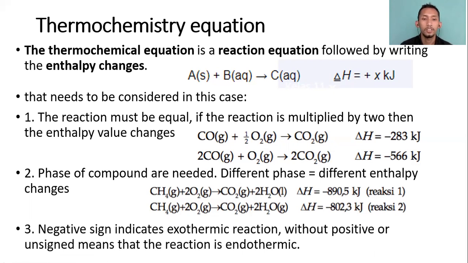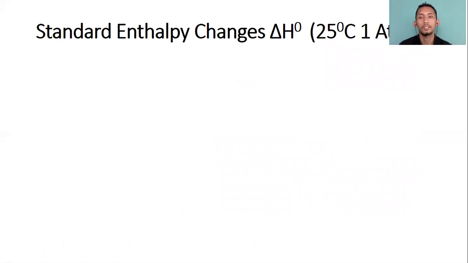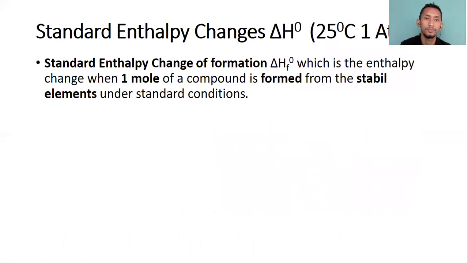And then number 3 is the sign of the enthalpy. Sometimes it is a negative sign, and sometimes a positive sign or without symbol. A negative sign means it is an exotherm reaction. Positive or without symbol means it is endotherm. Okay, we'll continue to the next part.